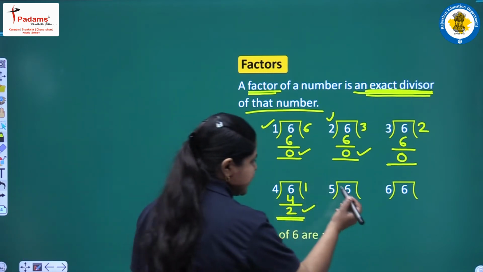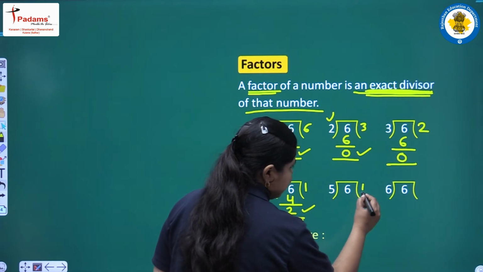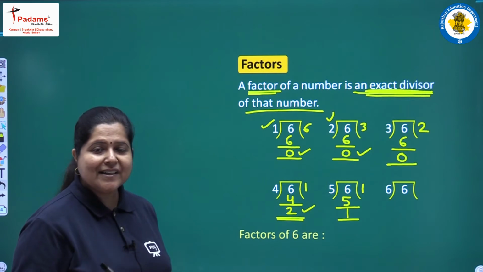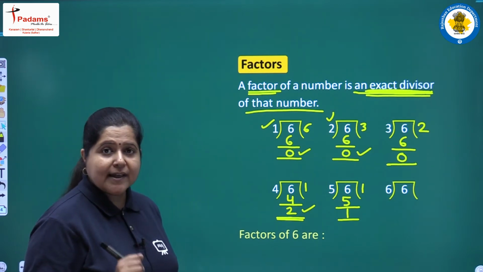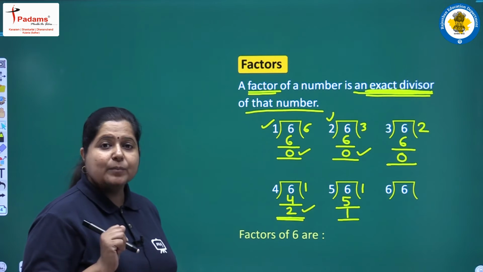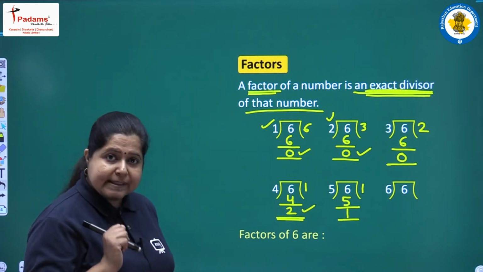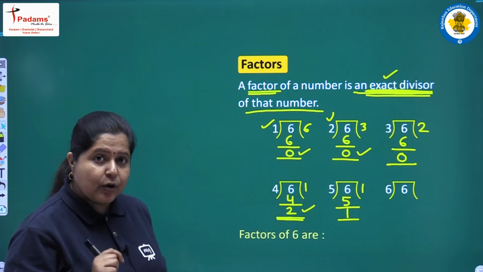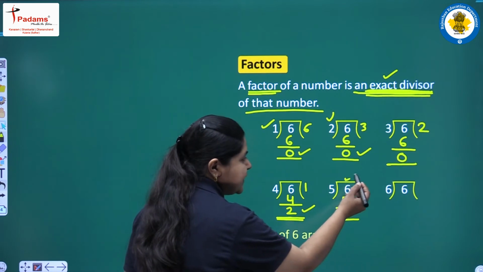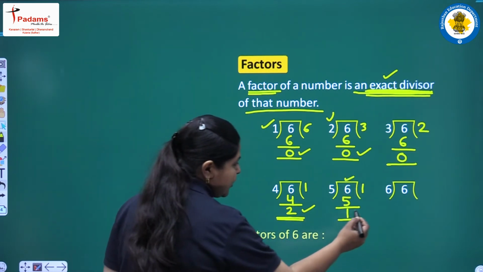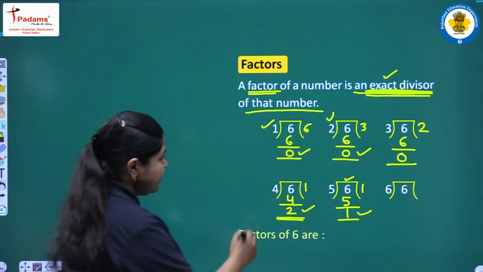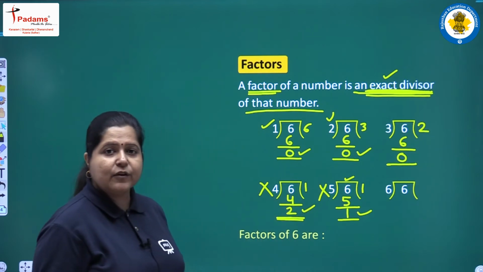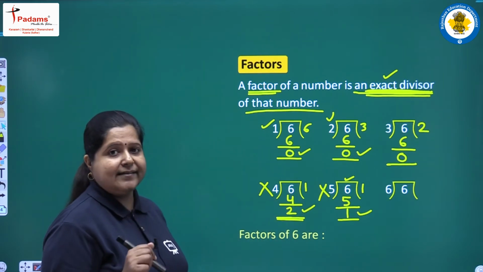Also, if we divide this 6 by 5, what do we get? 5 1s are 5 and we have 1 as the remainder. Again the division is not said to be complete here because the remainder is not coming out to be 0. The remainder should be 0 for exact division, or the remainder should be 0 for a number to be a factor of this given number. Since here we are not getting the remainders to be 0, so 4 is not a factor of 6 and 5 is again not a factor of 6. We are not getting the remainder as 0.